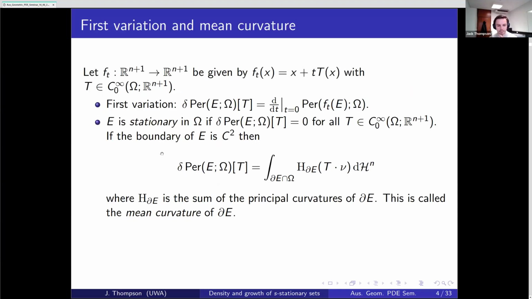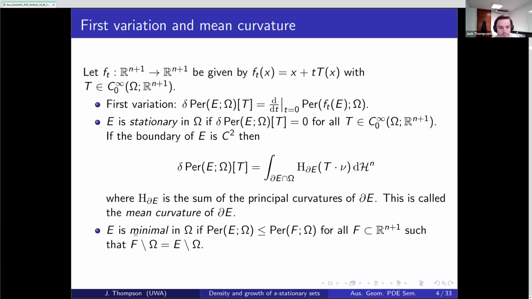I also call E minimal in omega if the perimeter of E in omega is less than or equal to the perimeter of F in omega for any F that agrees with E outside of omega. So this is like the boundary data.